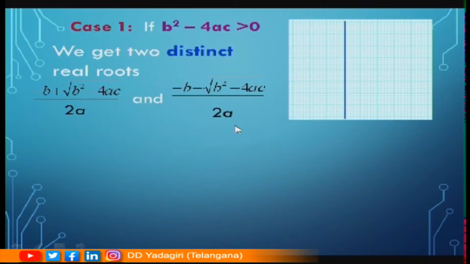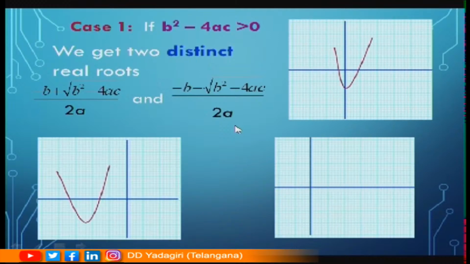And how would the graph look like? In this manner. When you look at the graphs, you can see that the curve is intersecting the x axis at 2 points, one over here and the other point over here. So, these points where the curve is meeting the x axis are called as the roots of the quadratic equation. These could be the possible cases.